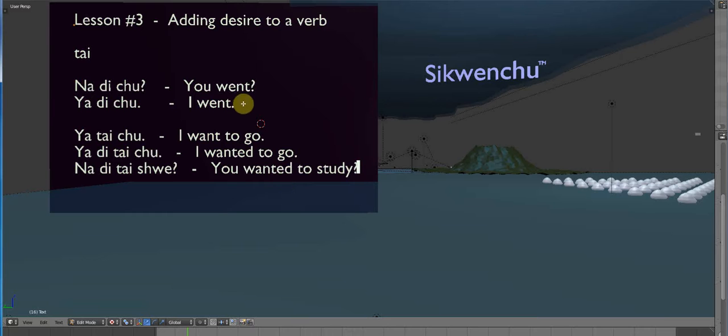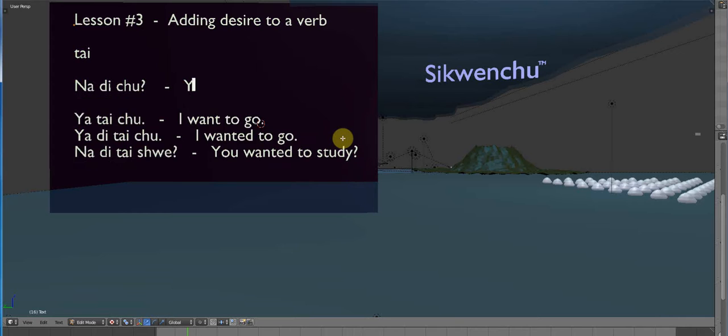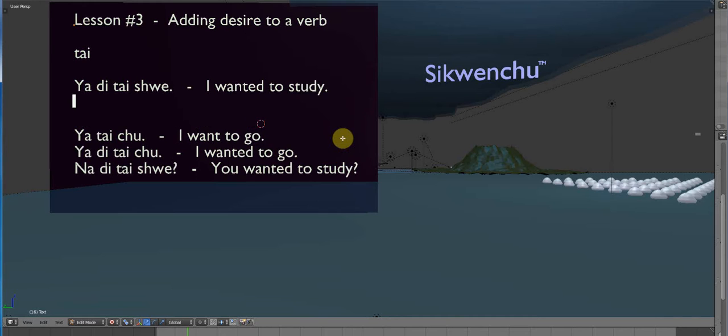And you can say, I wanted to study. Yadi tai shue. Yadi tai shue. I wanted to study. Like that. And did she want to study? Sadi tai shue? Did she want to study?